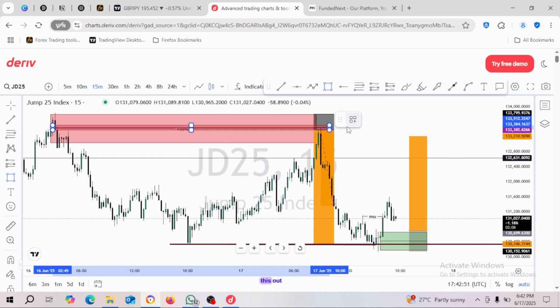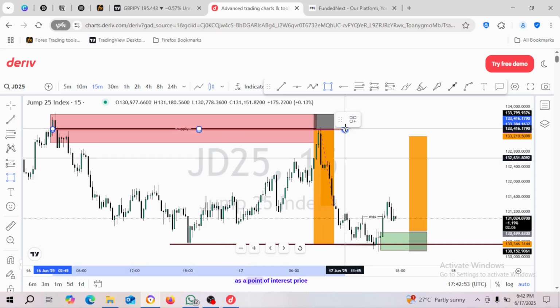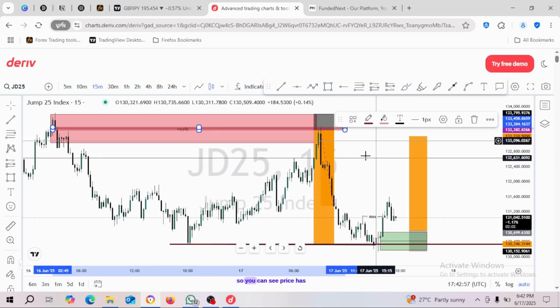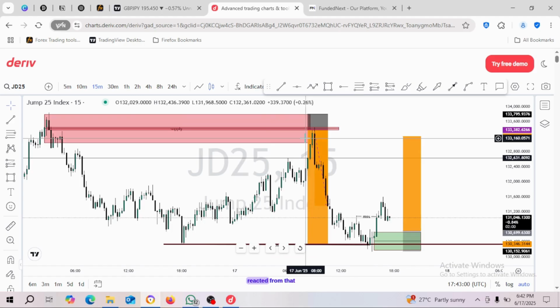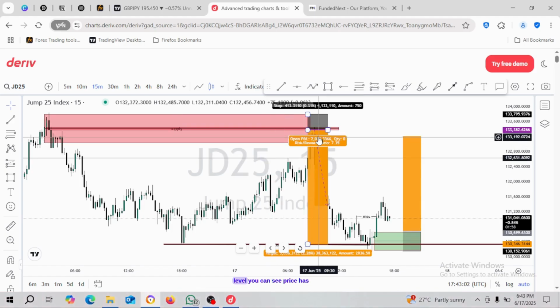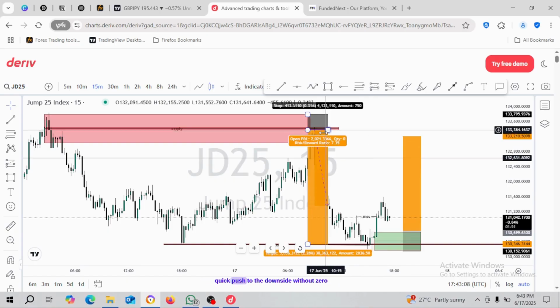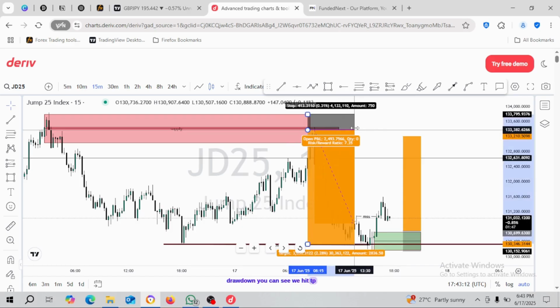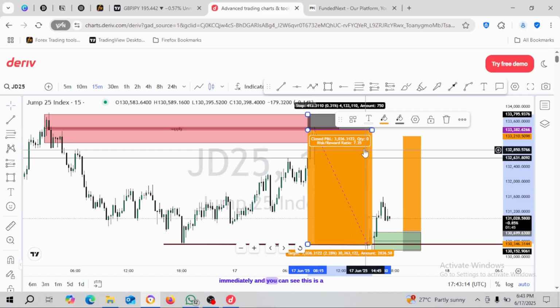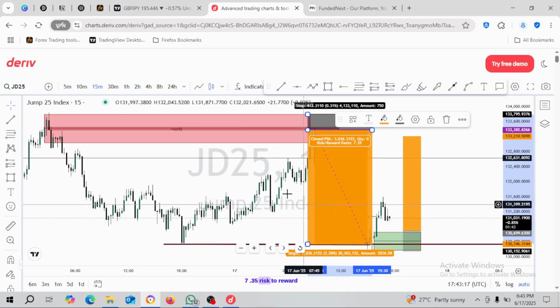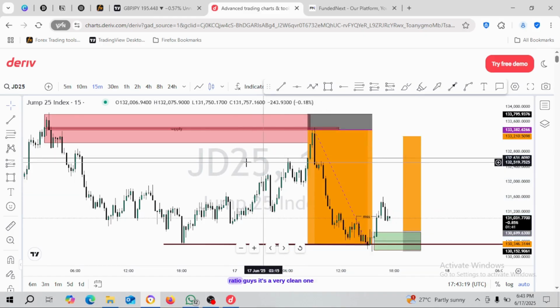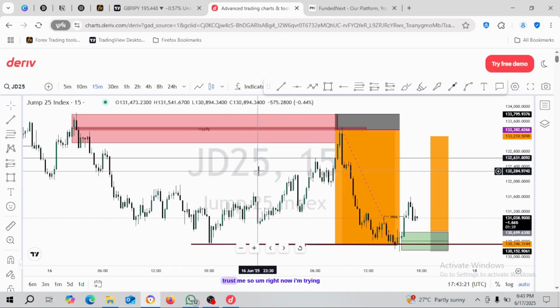So I marked this out as a point of interest that price is going to come into and react from. So you can see price has reacted from that level, and gave us a quick push to the downside with zero drawdown. You can see we hit TP immediately, and you can see this is a 7.35 risk to reward ratio, guys. It's a very clean one, trust me.